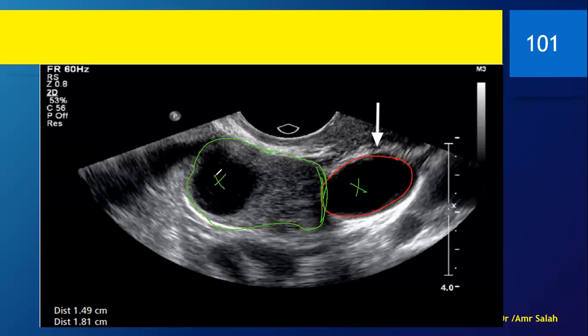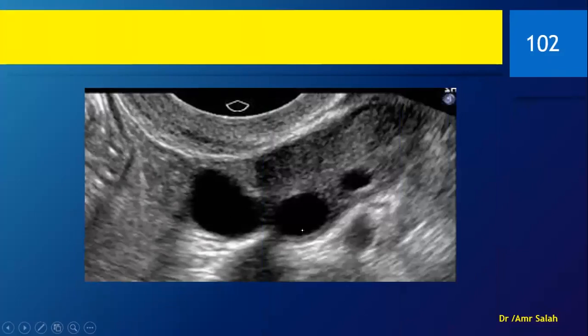What about this one? If I want to say whether this is ovarian or not, the ovarian tissue is around it. So this is ovarian, and this is para-ovarian. There is an angle of demarcation here, and there is a claw here. It's a nice one where you can see both.